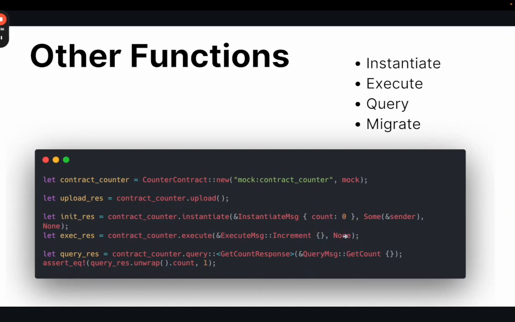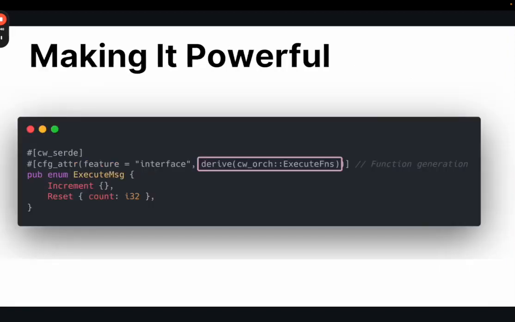And this is fine and dandy, like whoopity-doo. It's very cool, but we have some much more powerful helpers within CW-Orchestrator that make your life as a dev easier. So optionally, when you use CW-Orchestrator, you can include a derive execute functions macro above your execute and your query message. Of course, with query message, it would be query functions, but this does even more magic behind the scenes.